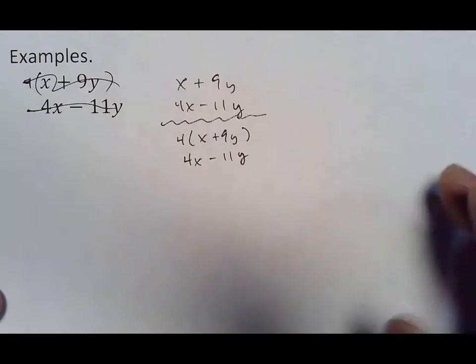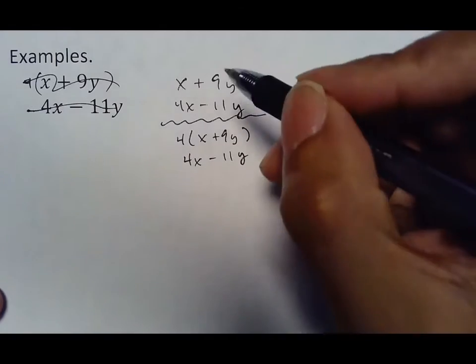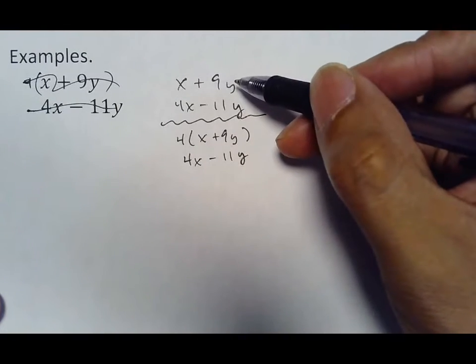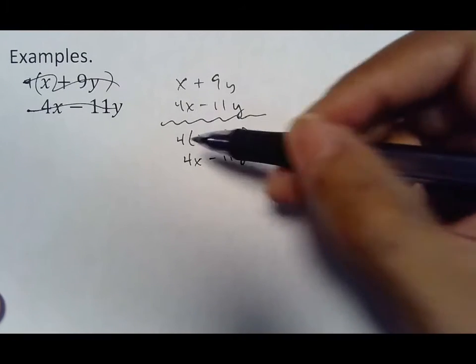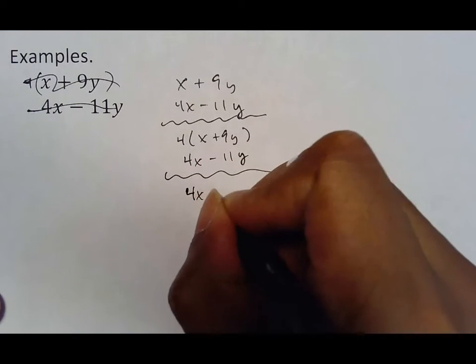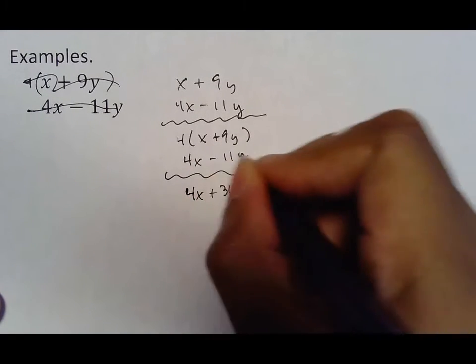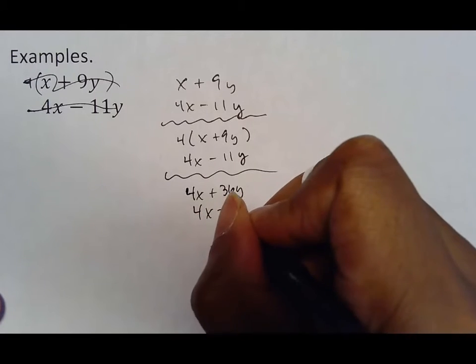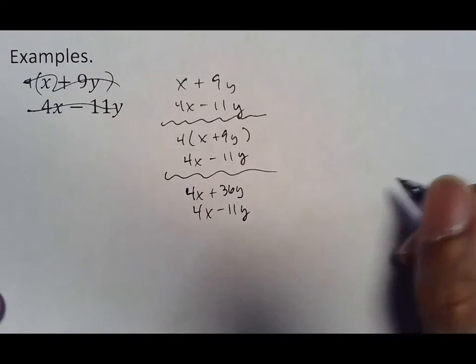This is a system, so they're separated into parts. There's your first step, which is our initial step, but we want these to match, so we multiply the top by 4. Our next thing we're going to do is distribute. That becomes 4x plus 36y, and leave alone the bottom, which is 4x minus 11y.